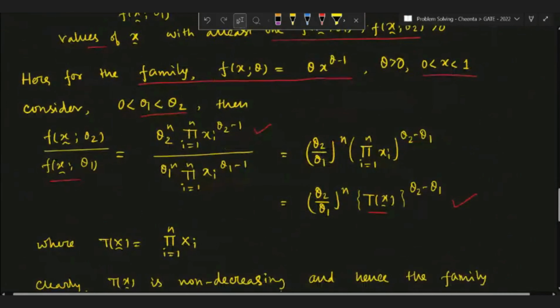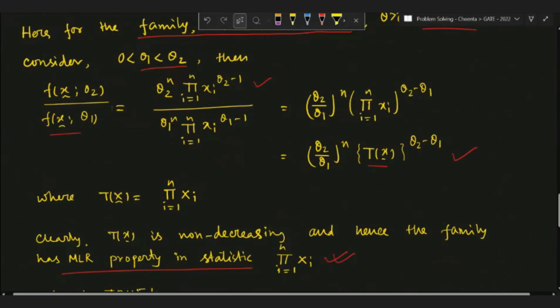So here, for the family f(x|theta) equal to theta into x to the power theta minus 1, for theta greater than 0 and x lies between 0 and 1, consider theta 1 less than theta 2. They both belong to the parameter space. Then we check the ratio. It's coming out to be (theta 2 by theta 1) whole to the power n into (product of Xi) whole to the power theta 2 minus theta 1.